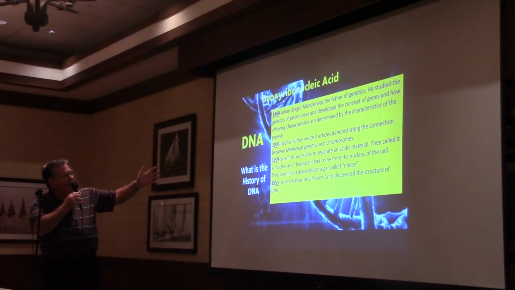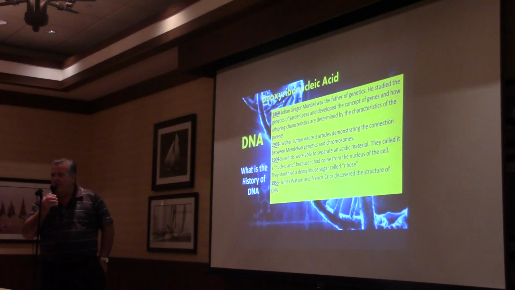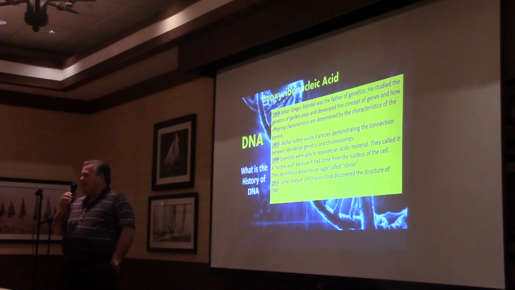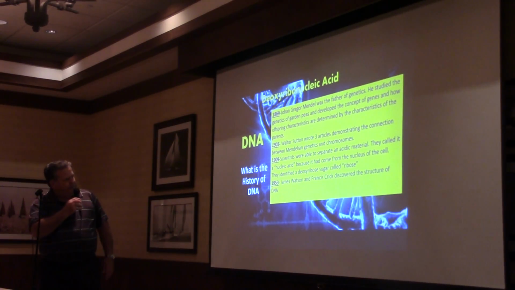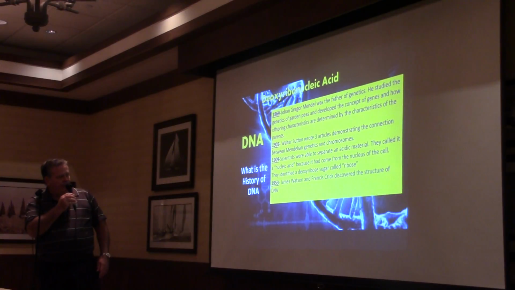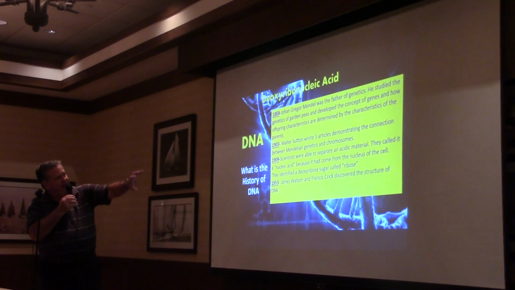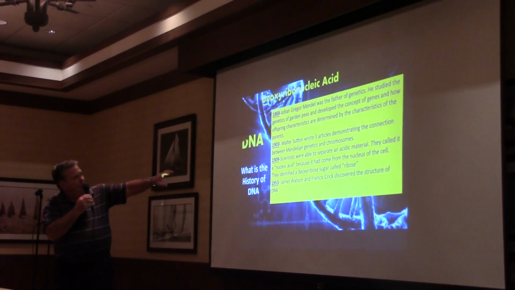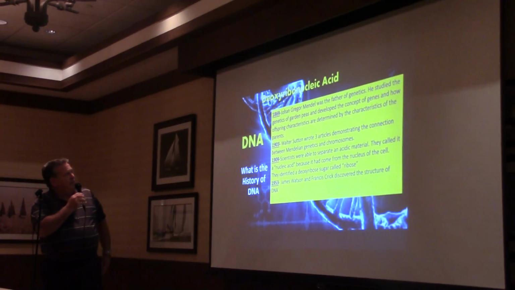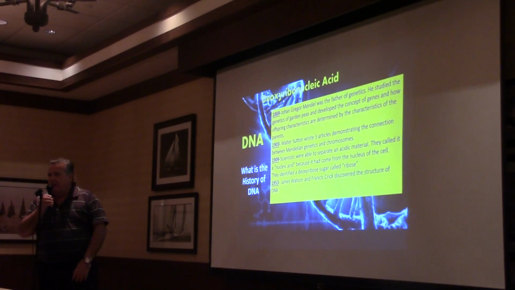In 1909, scientists were able to separate the acidic material. They called it a nucleic acid because it came from the nucleus of the cell. Don't ask me how in 1909 they figured out it came from the nucleus of the cell, because I guess they had good microscopes back in those days. So they identified a deoxyribose sugar called ribose. You put those things together, deoxyribose nucleic acid, and you get the name DNA. That's where it came from.